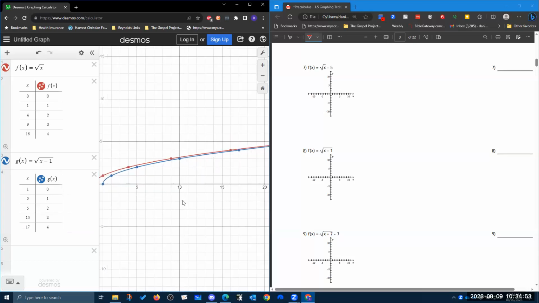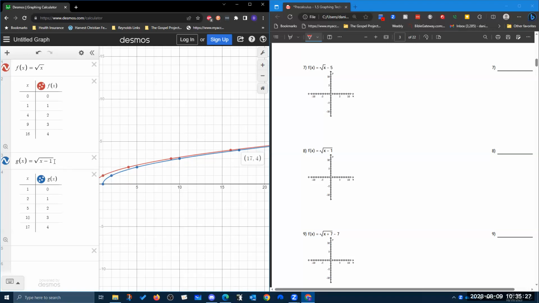You might be able to see the transformation that has occurred. I might not get every single point here, but this red point right here at 1, 1 has shifted to the right 1 and has become 2, 1. This point at 4, 2 has shifted to the right 1 and become 5, 2. This point at 9, 3 has become 10, 3. And this one at 16, 4 has become 17, 4. So the whole blue graph is the red graph shifted 1 to the right.